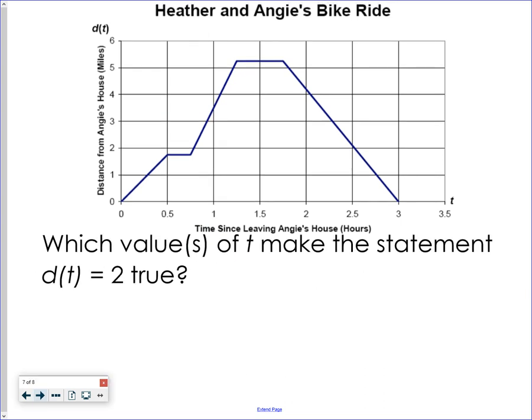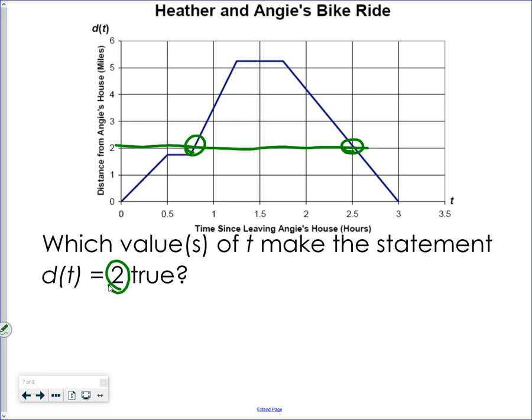So take a look at this one. Which values of t make this statement true? I want d of t equal to 2. That's the value, that's the y part. I want to know when the y is equal to 2. So that's saying right here. I want to know when that happens and when that happens. I want to know when the time is. I want to know what the input is, or what the x value, what the t would be on this.